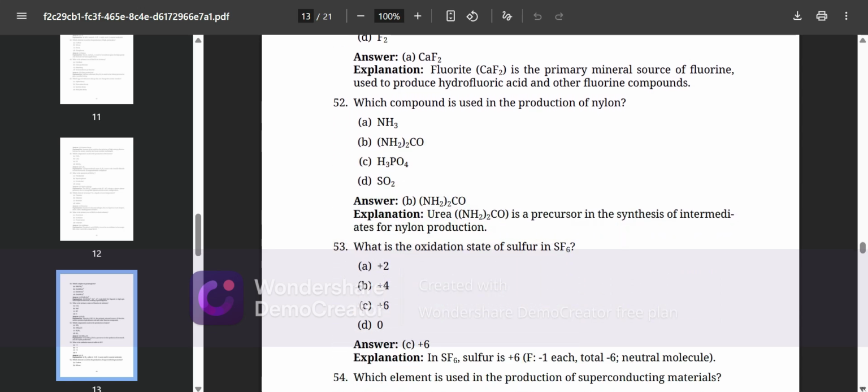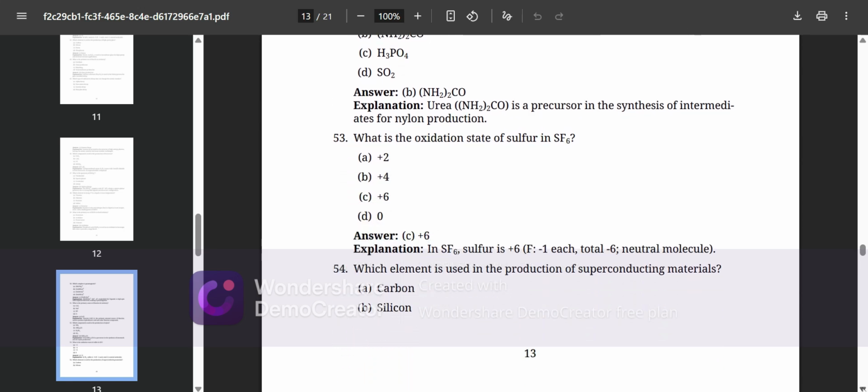Which compound is used in the production of nylon? NH2CONH2. Urea NH2CONH2 is a precursor in the synthesis of intermediates for nylon production. What is the oxidation state of sulfur in SF6? +6. In SF6 sulfur is +6, F is -1, total -6, a neutral molecule.